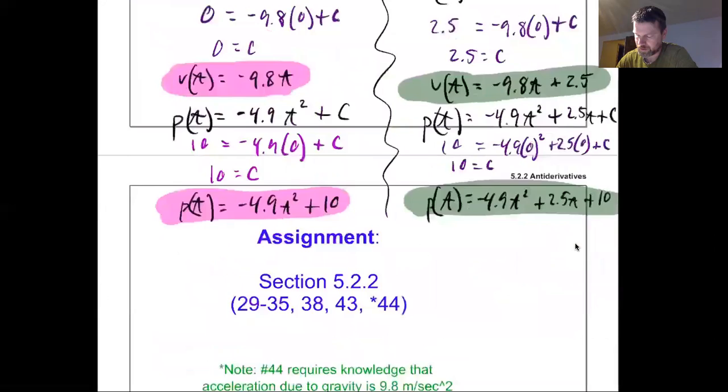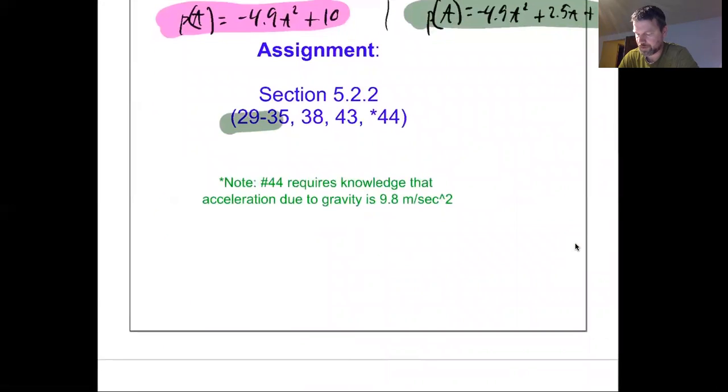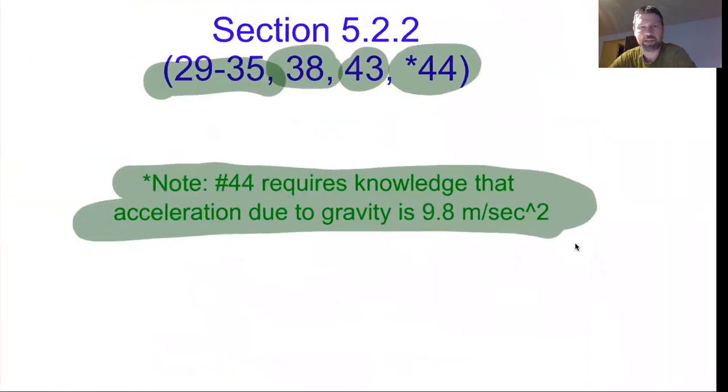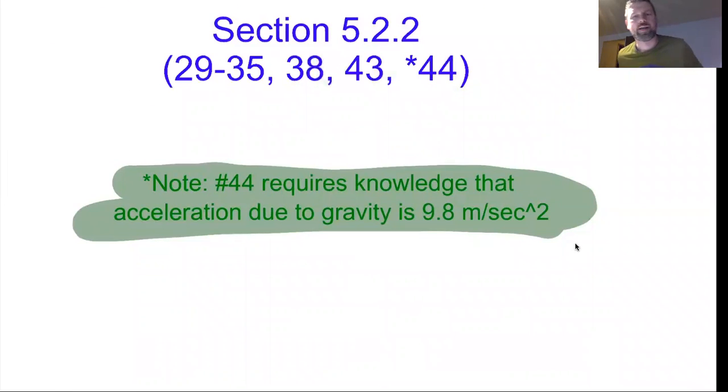All right, your assignment: 29 through 35, those are finding antiderivatives, 38, 43, and 44. 44 has an asterisk. It says, note, it requires knowledge that the acceleration due to gravity is 9.8 meters per second squared. We did that with the last two examples, but your book doesn't just tell you right out. So be aware, acceleration due to gravity is 9.8 meters per second squared. Negative if you consider that gravity pulls downward.